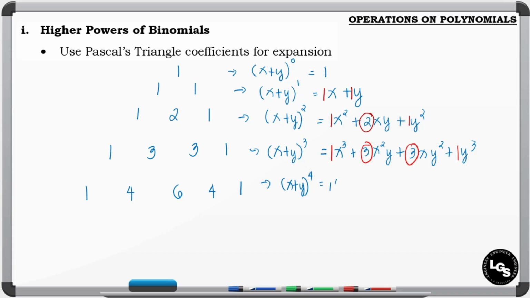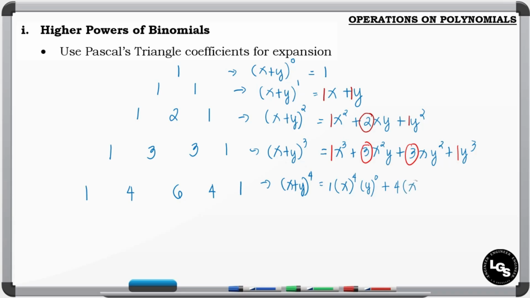So 1, then for the first term, which is x, we will need to raise that to 4. Then for the y, that will be going to 0, raised to 0. Because remember, the sum of the exponents of the two terms should be equal to the degree of that binomial, which is 4.